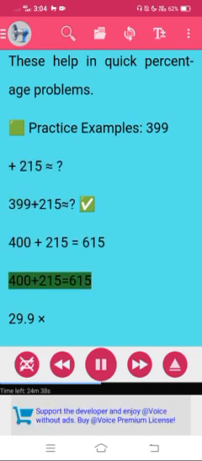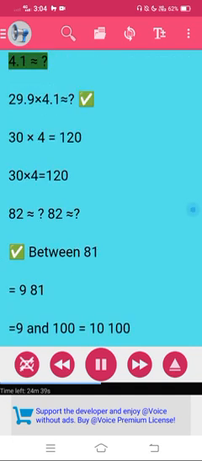400 plus 215 equals 615. 29.9 times 4.1 approximately equals. Check mark. 30 times 4 equals 120.